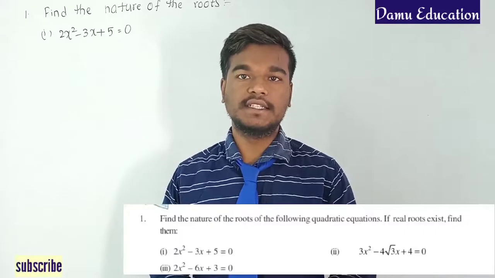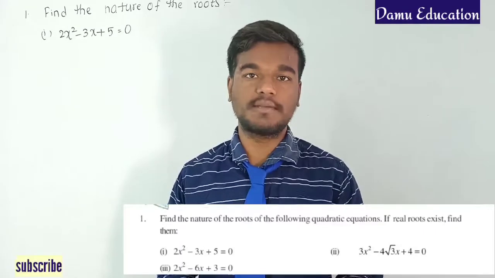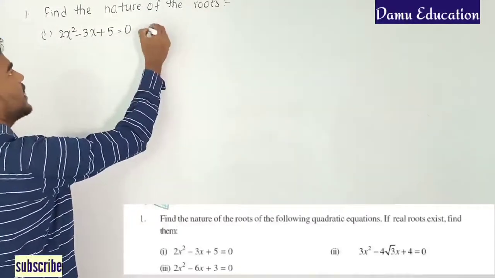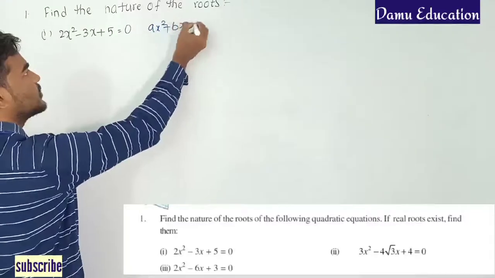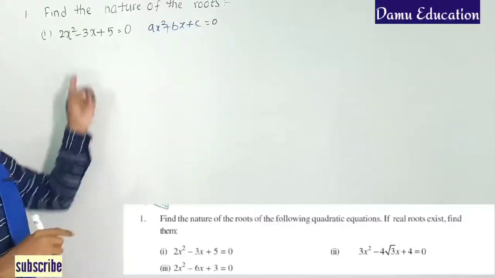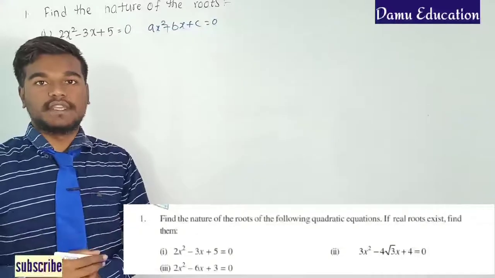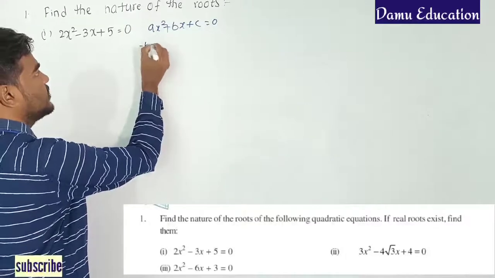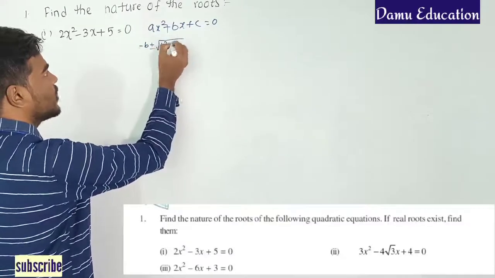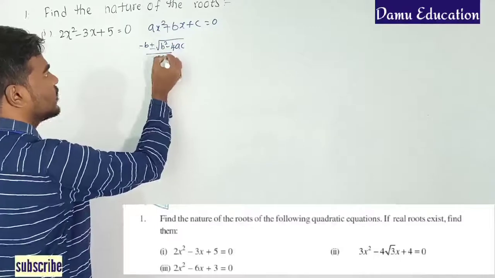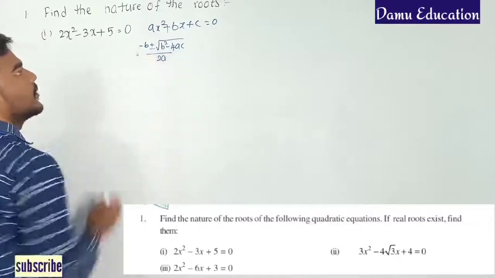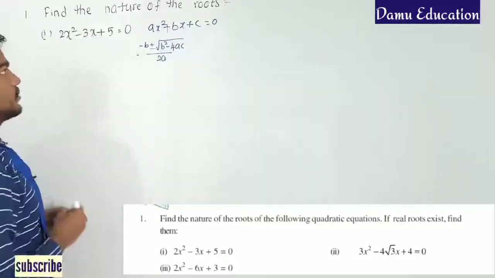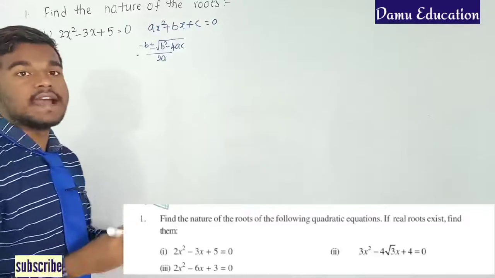So we have to write the given expression in the form ax square plus bx plus c equal to 0. So let's write. This is in the format of ax square plus bx plus c equal to 0. Here, the roots are minus b plus or minus square root of b square minus 4ac, all by 2a. So these are the roots. Here plus or minus will differentiate the two roots. So for the first expression, what is the nature of the roots and what are the roots?